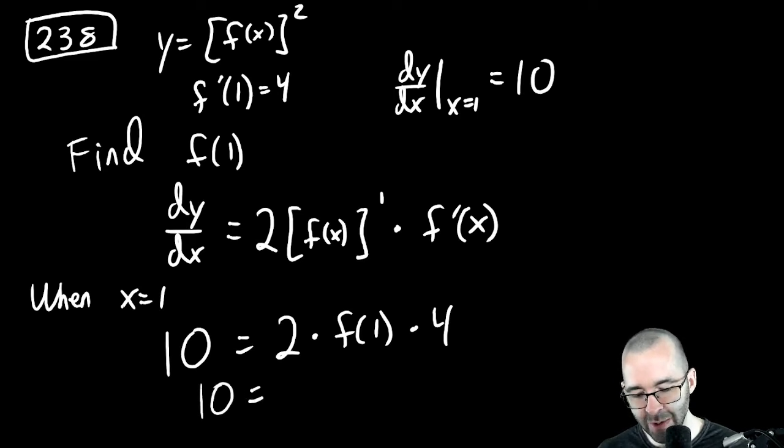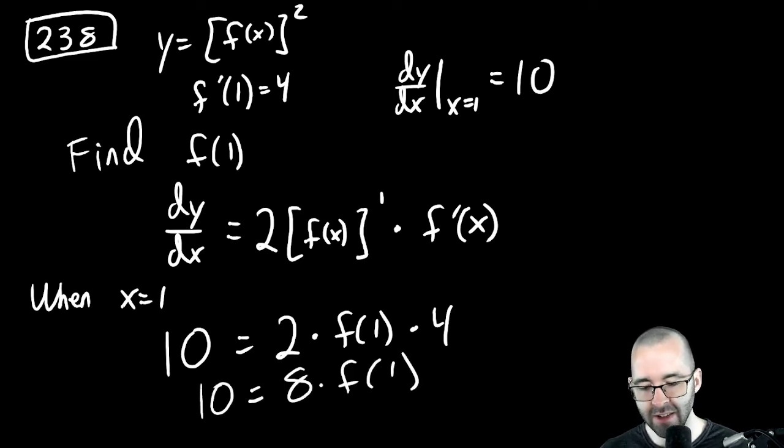It's going to be 10 equals 8 times f of 1, and it wants us to find what f of 1 equals. So divide both sides by 8. You're going to get f of 1 equals 5/4.